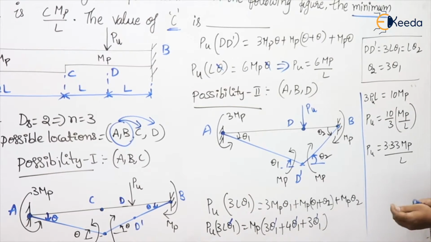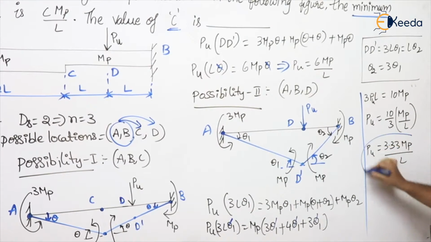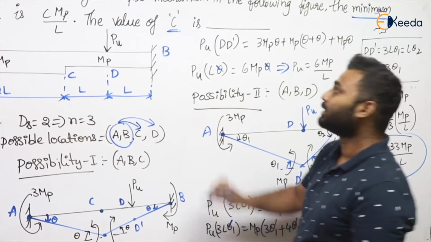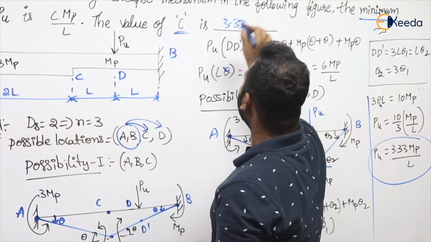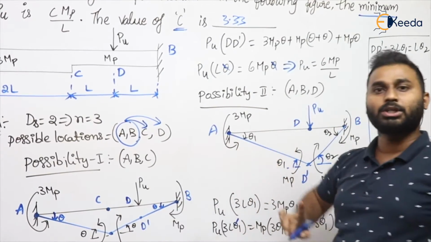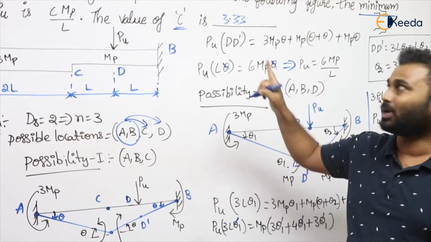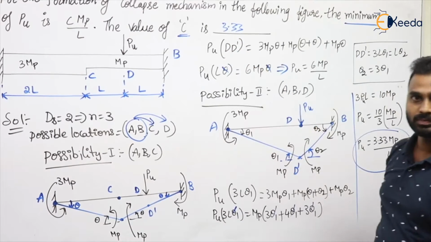That minimum collapse load is considered as the true collapse load. Now which is the true collapse load in this question? This is the true collapse load. Then what is the value of C? 3.3. As I said, this is also a GATE question in 2015 for 2 marks. So the answer is 3.33. Take this question.